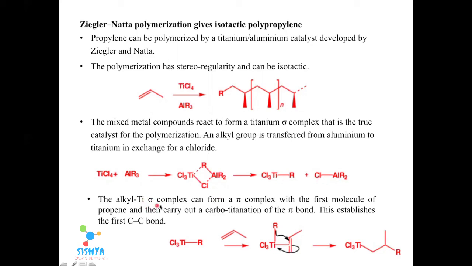The alkyl titanium sigma complex can form a pi complex with the first molecule of propene and then carry out a carbotitanation of the pi bond. So here is the way they react. This establishes the first carbon-carbon bond.